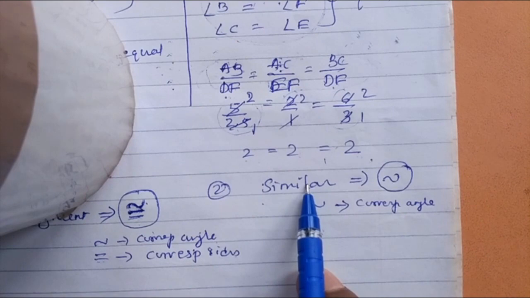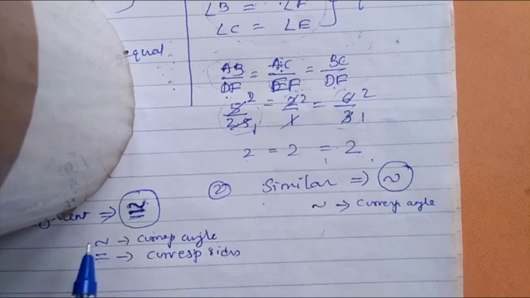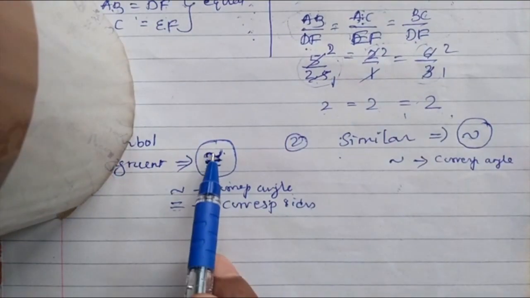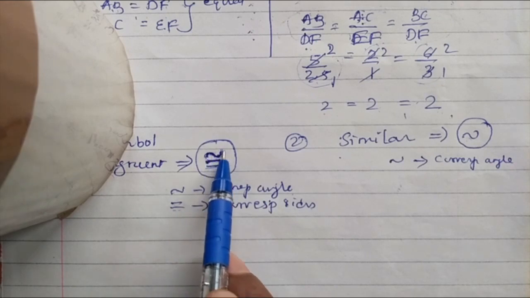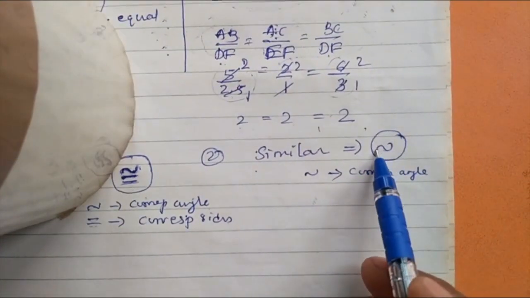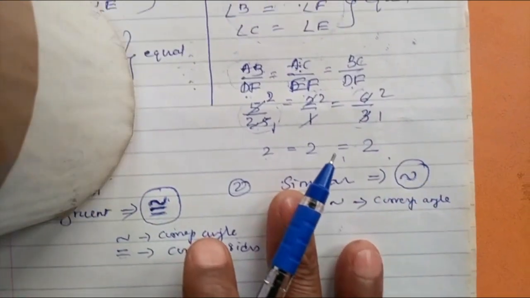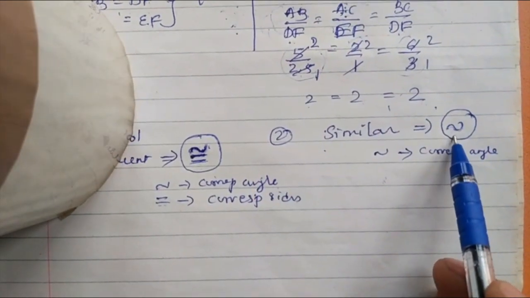So similar triangle symbol is only this, because this meaning says that corresponding angles are equal. But in congruency, we are using both the symbols because this shows that corresponding angles are equal. Here corresponding sides also equal. Here only corresponding angles are equal, corresponding sides are not equal, they are in proportion. So therefore this is the symbol of similarity.